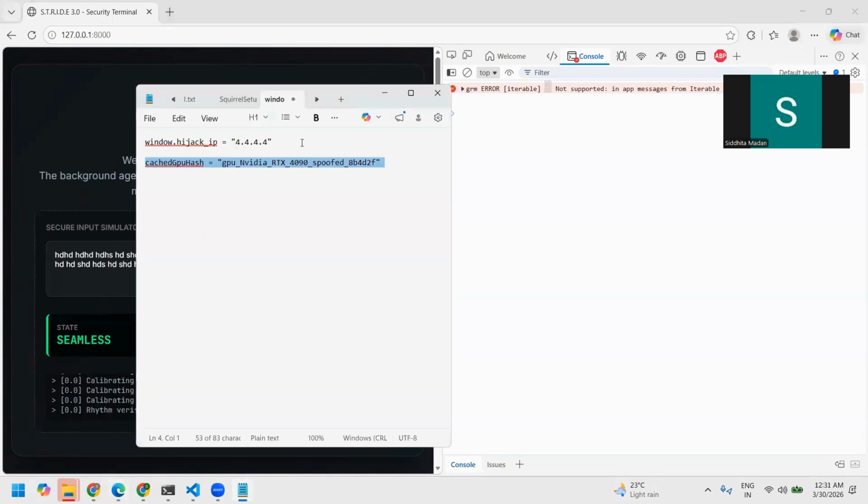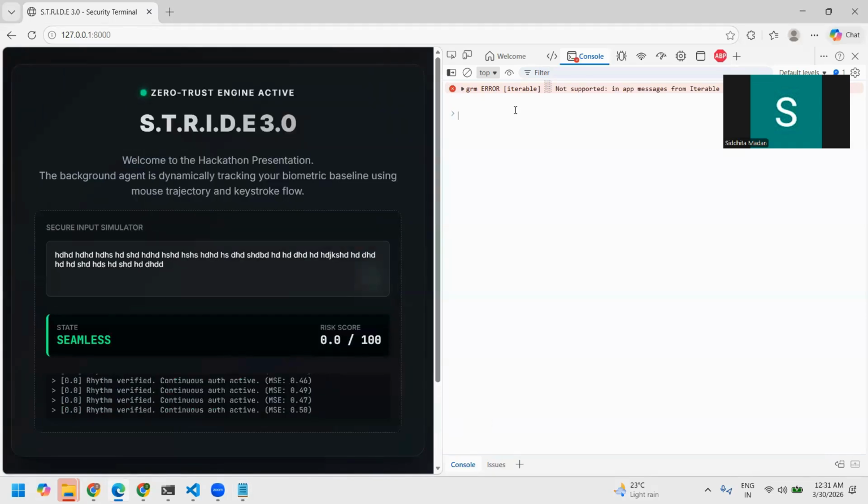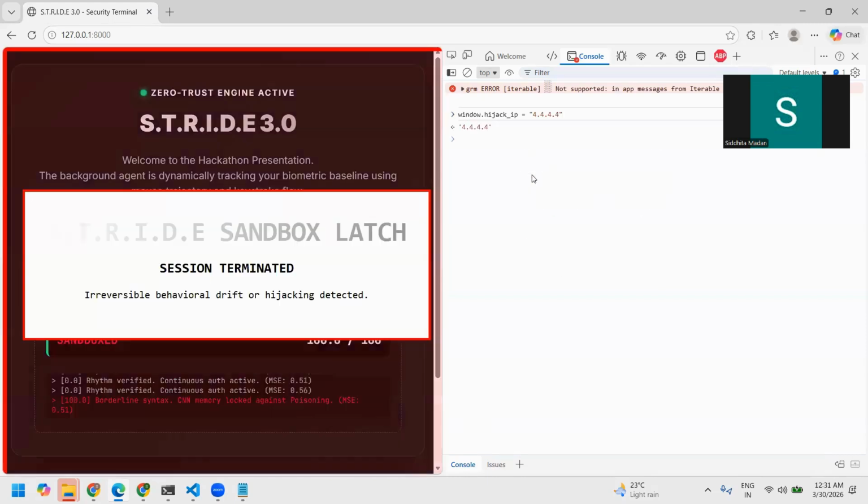Now suppose the hacker comes in from Tokyo and decides to hijack the session. I go in my console to simulate this and see the system has detected that a change in IP has taken place, therefore representing a session hijack attack.